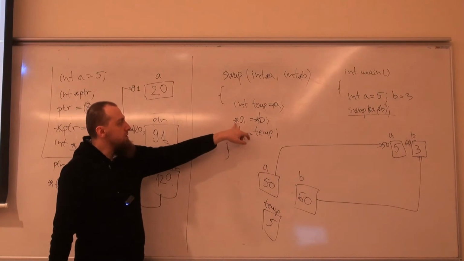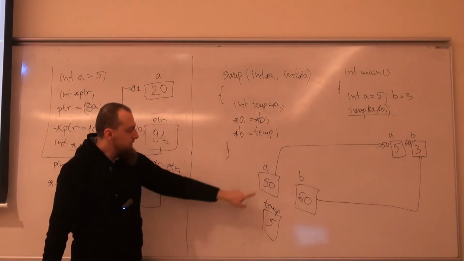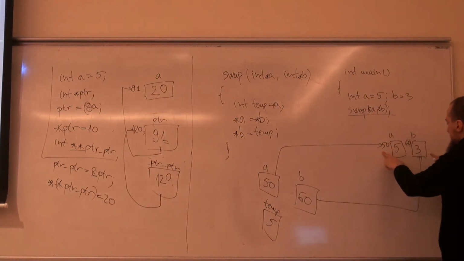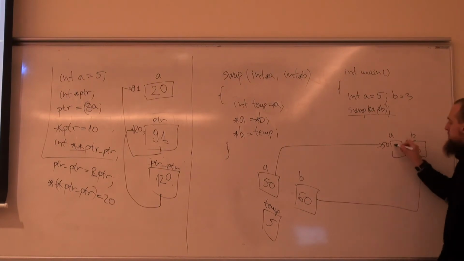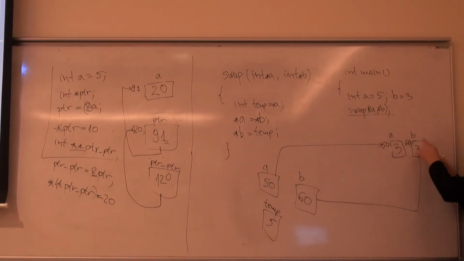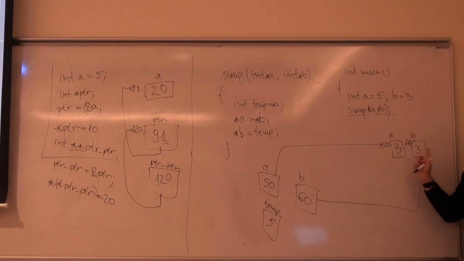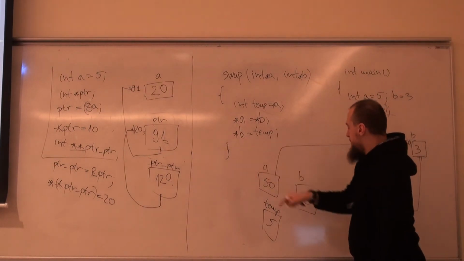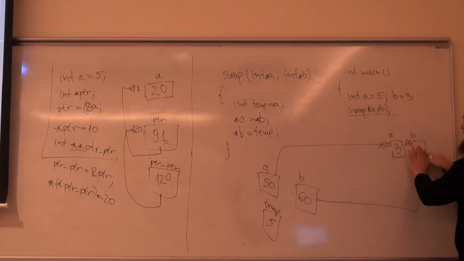Then I say, okay, star A is equal to star B, meaning that the value to which A points is equal to the value to which B points. That means that this becomes 3 now. But remember, these are pointers, these are integers. These are pointers to integers. Now I say the value to which B points is equal to temp. Temp is 5. I have 5 here.